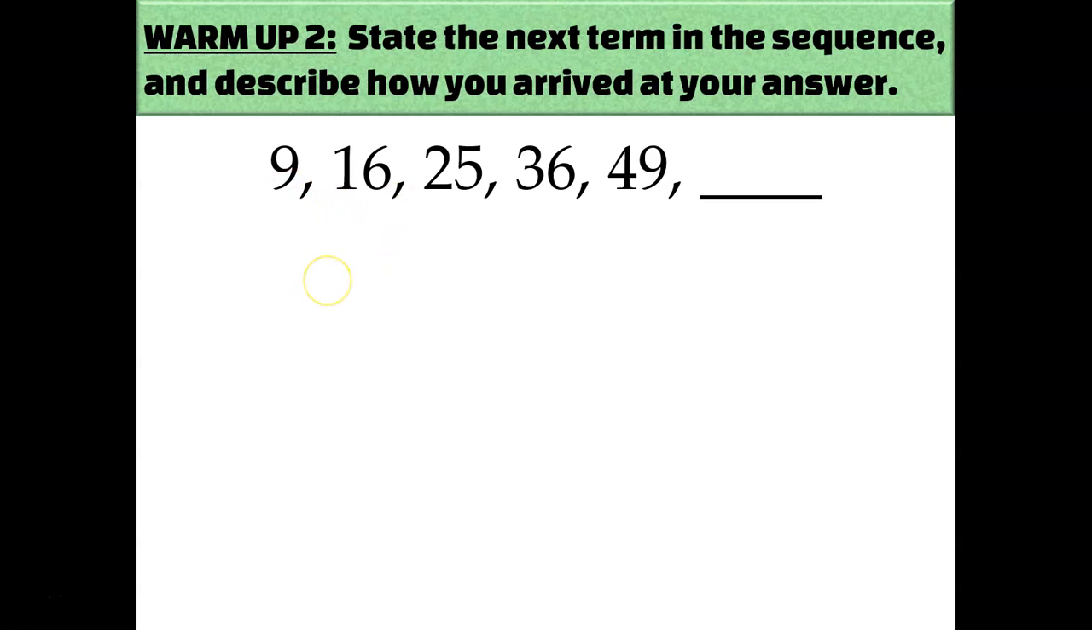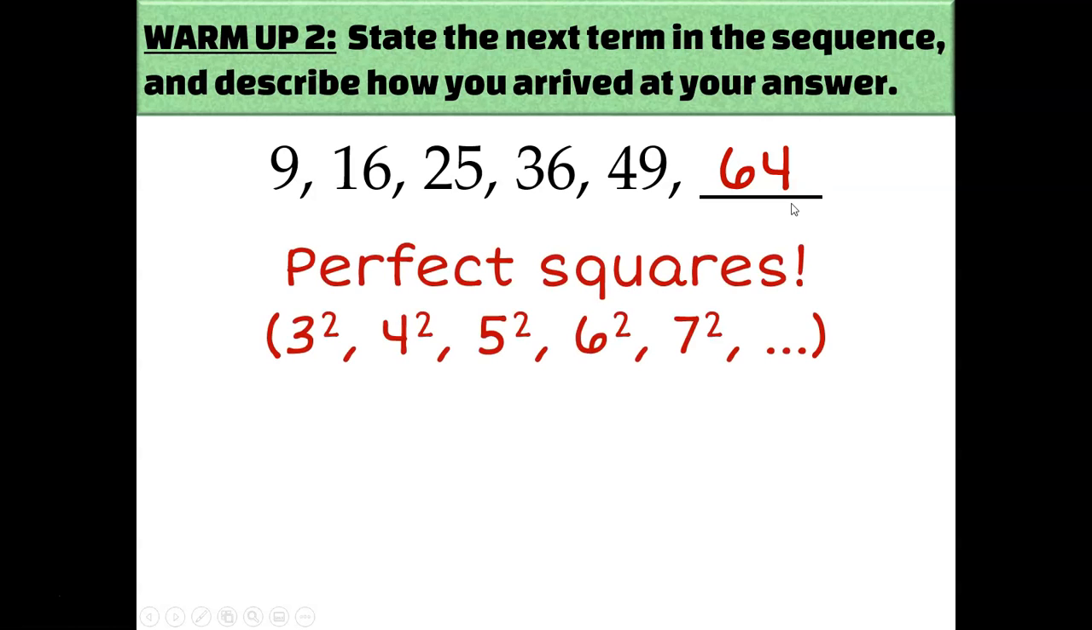Well, sometimes you have to look for more than just adding or subtracting or multiplying or dividing. There's other types of special numbers as well. These are actually what we call perfect squares. 9 is 3 squared. 16 is 4 squared. 25 is 5 squared. 36 is 6 squared. And 49 is 7 squared. So it's just 3, 4, 5, 6, 7 squared. So the next answer would be 8 squared, which is 64.